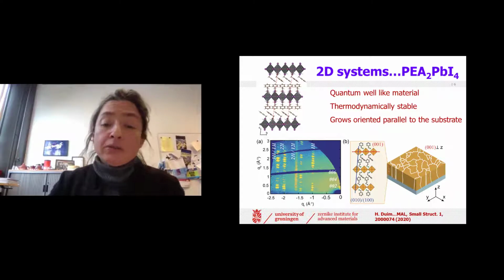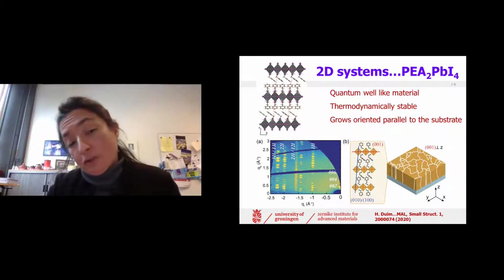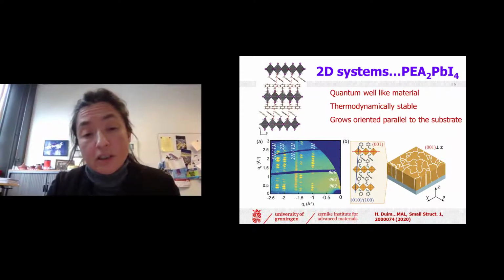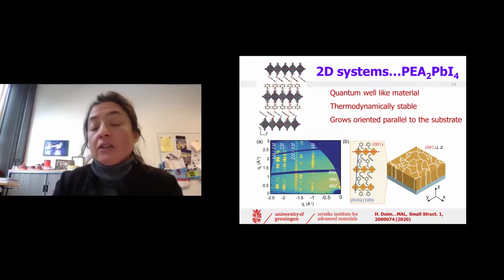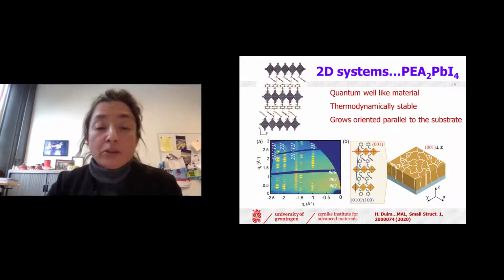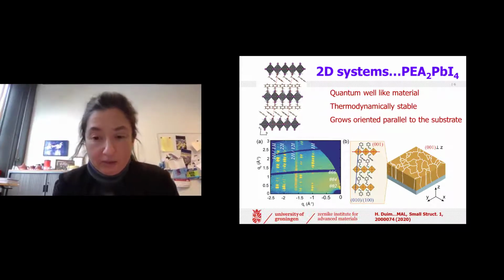And actually, when you try to deposit them from a solution, and you use, for example, a technique such as blade coating, you can very easily get oriented films where the inorganic planes are parallel to your substrate. And this is a demonstration with a beautiful diffraction image showing how well oriented the films are.